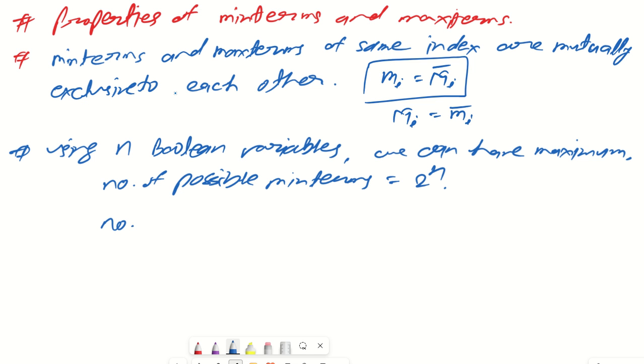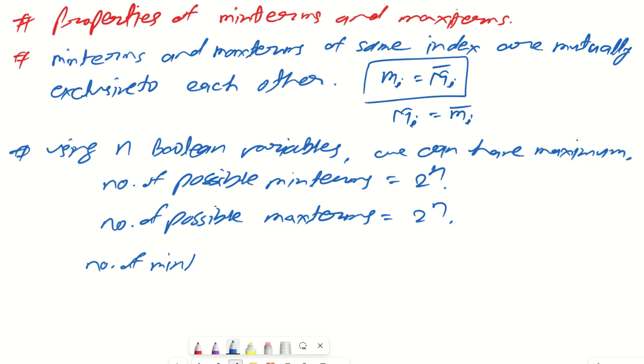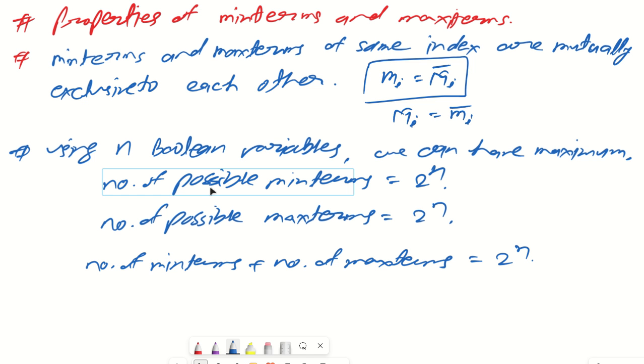Similar to that, the number of possible max terms is going to be 2 to the power n. And at the same time, the number of min terms plus the number of max terms must be equal to 2 to the power n. So it means either all of them are min terms or all of them are max terms, or the combination of these two must be 2 to the power n. That's all. So let me give you an example.